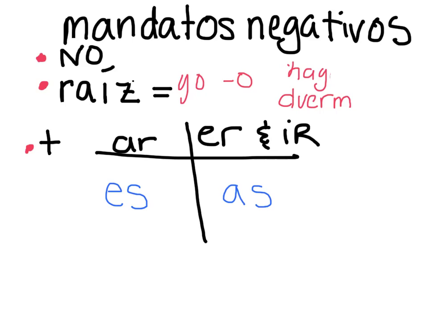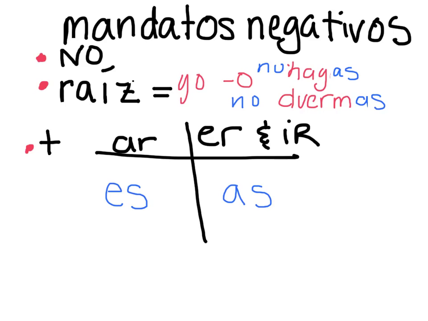So if we were to go back up here, let's not forget to add our no. So we have no hagas, and dormir is an IR verb, so no duermas. Both of these were in the second category. Oop, that doesn't look like an S, does it? Looks like an R. So no duermas. Let's find an AR verb.